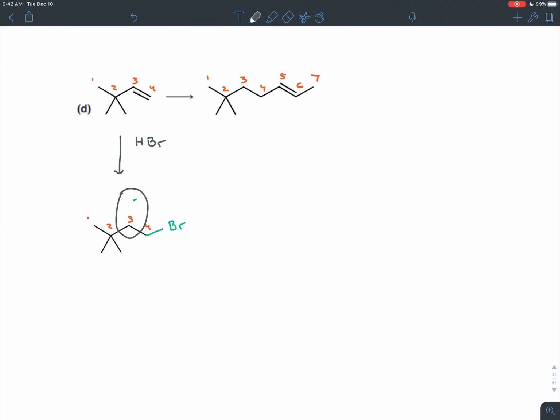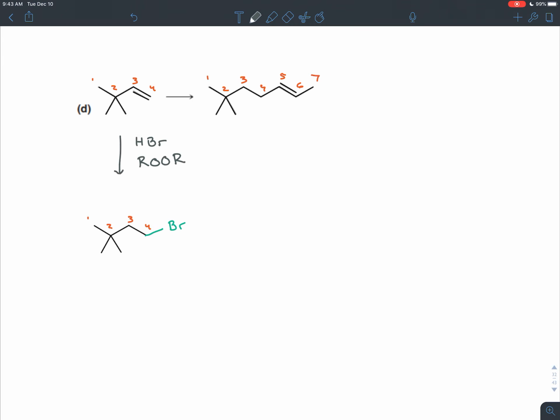Notice that the hydrogen went on the more substituted carbon. Oops. The bromine went on the less substituted carbon. This one is secondary. This one is primary. So if the hydrogen went on the more substituted carbon and the halogen went on the less substituted carbon, that's anti-Markovnikov addition. So to get anti-Markovnikov addition, we have to add peroxides in with that HBr. So that gives us our alkyl halide.